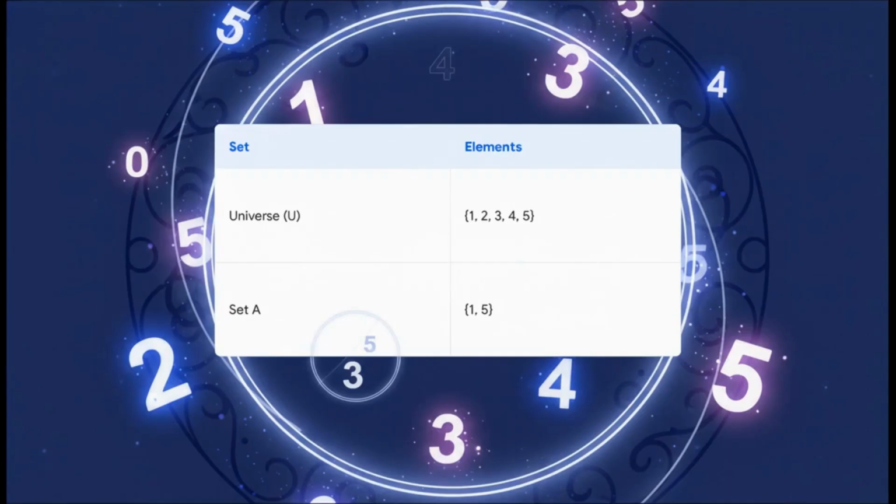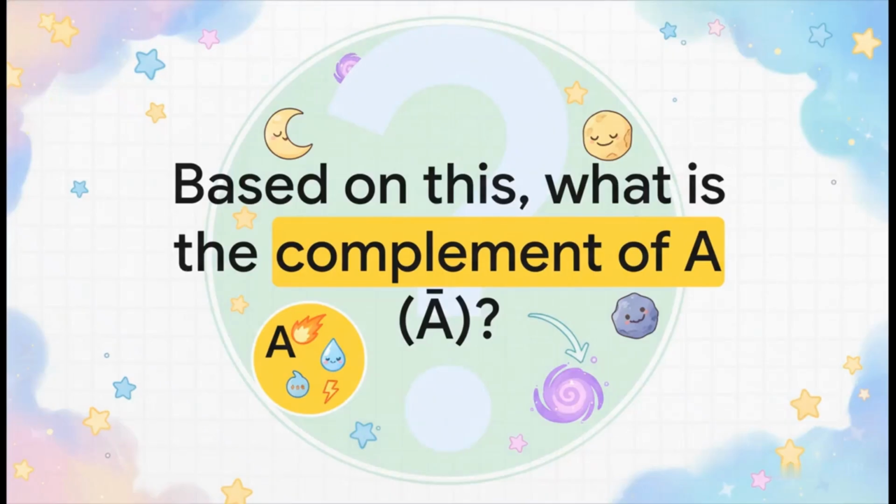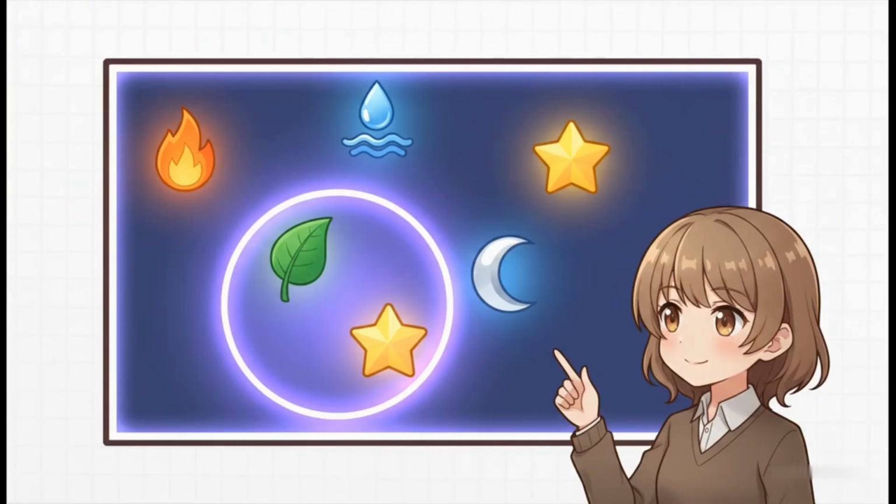So let's check out a new scenario. Our entire universe of players is now just the numbers 1 through 5. That's everybody. And from that universe, set A has chosen its players, number 1 and number 5. So the question is, who got left behind? Which elements from our universe are not on Team A? Exactly. If the whole universe is 1, 2, 3, 4, 5, and Team A is just 1 and 5, then everybody else, 2, 3, and 4, makes up the complement of A.